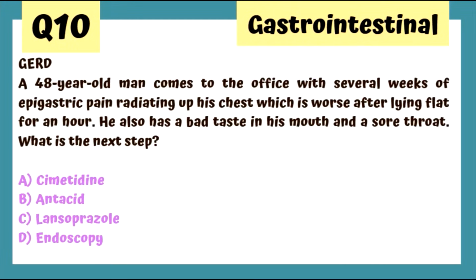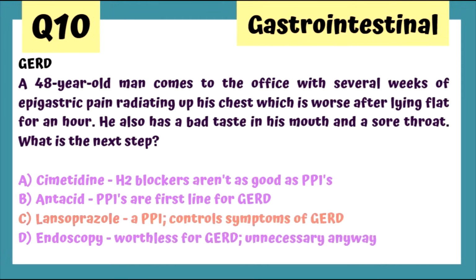Question about GERD, by the way, is let's say a person has GERD and he has a bad taste in his mouth and a sore throat. Again, symptoms of GERD. What's the next step? Lansoprazole, that's a PPI. That would be first line for GERD. That controls the symptoms of GERD, as opposed to cimetidine. H2 blockers aren't as good as PPIs. Antacids are not first line. PPIs are. And endoscopy is worthless for GERD.